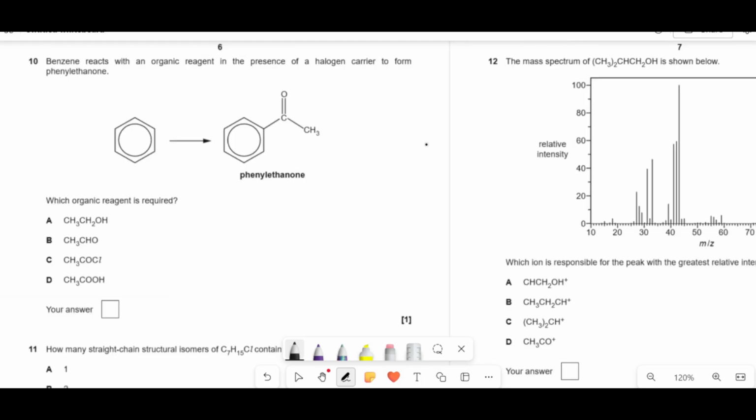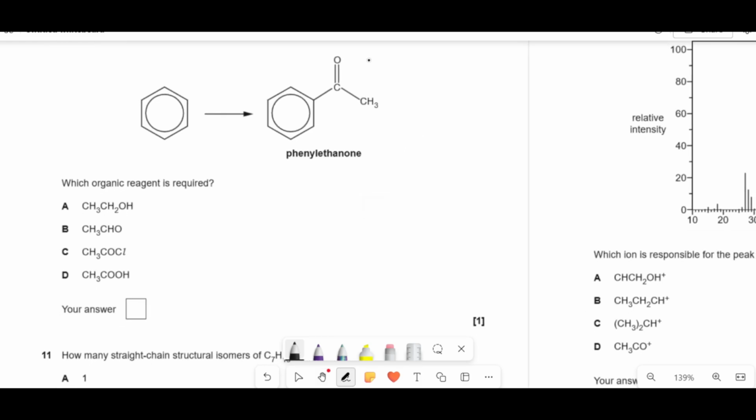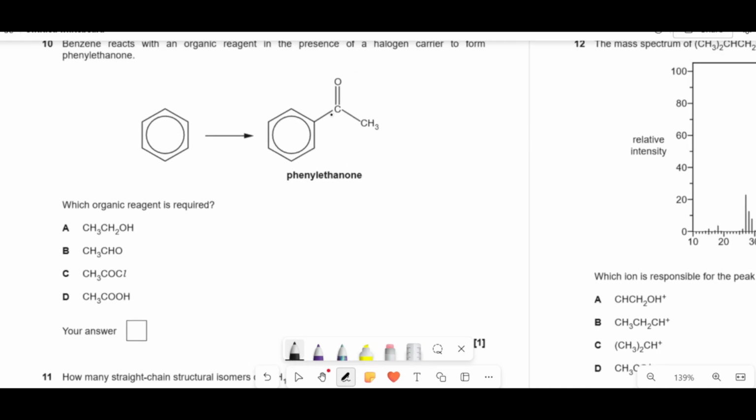Benzene reacts with an organic reagent in the presence of a halogen carrier to form phenyl ethanone. Which organic reagent is required? When you're doing this, you need to use an acyl chloride. So we're going to have this, and it would have had a Cl originally here, and then that Cl's been replaced, and then it slaps itself on here. So whichever one of those fits the bill here, in that case, it's got to be C.